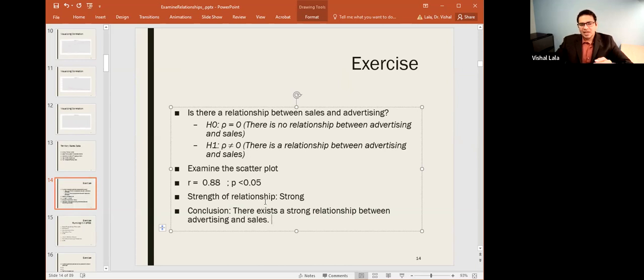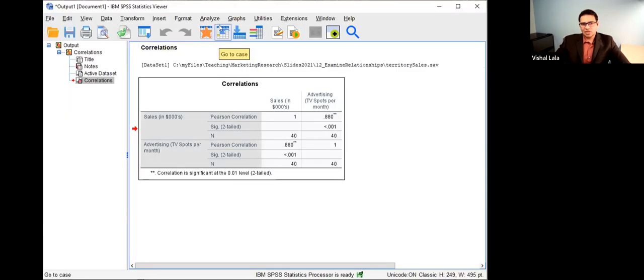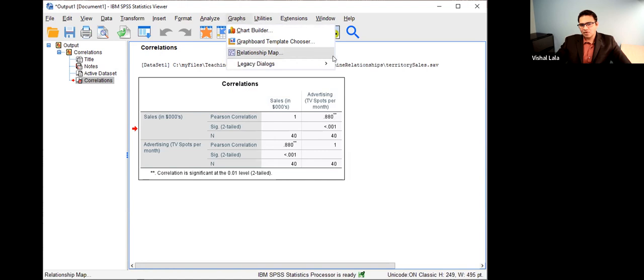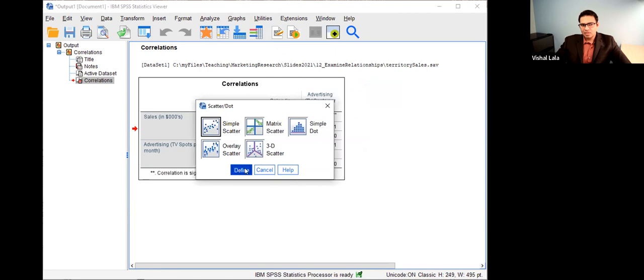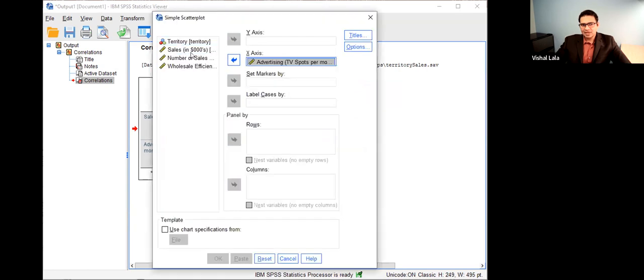Now, in my haste to compute the correlation, I completely neglected to run this to examine the scatter plot. No worries. Let's go back and do that right now. We already know that there is a strong relationship. So let's look for a scatter plot that represents a strong relationship. Here is the correlation information. When you go to graphs, under graphs, there are two options. You can go to legacy dialogs and look for a scatter plot. Select simple scatter, move advertising to the x-axis, sales to the y-axis, and that's it.